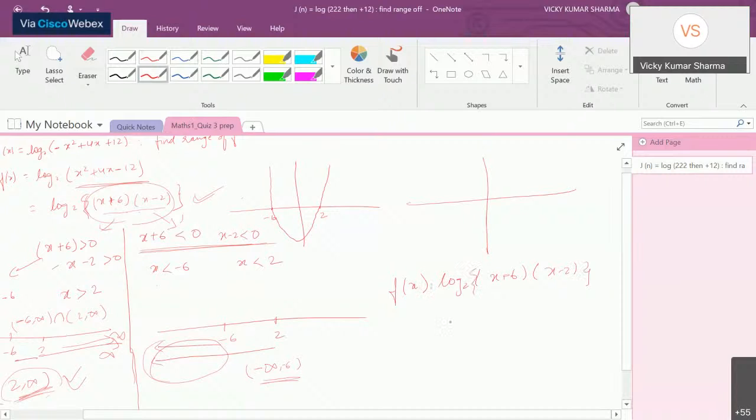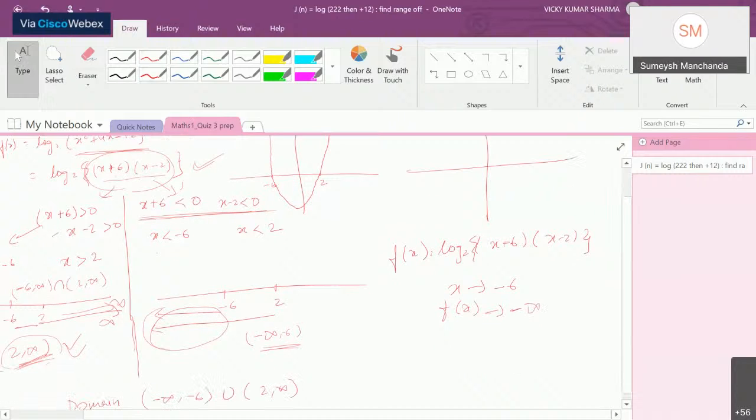When x tends to minus 6, what do I get for f of x? Minus infinity. Sir, why have you taken x minus 6? Because at that value this will become 0, and then I'll get my asymptote. The function we are considering is log of x plus 6, not x minus 6.